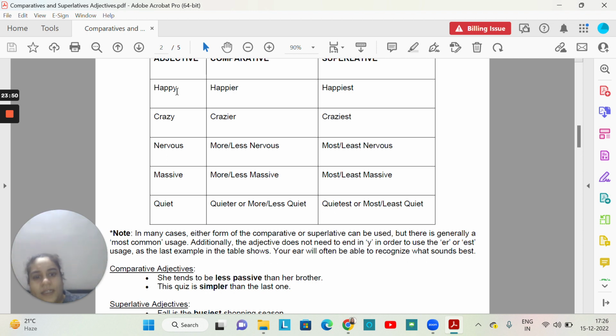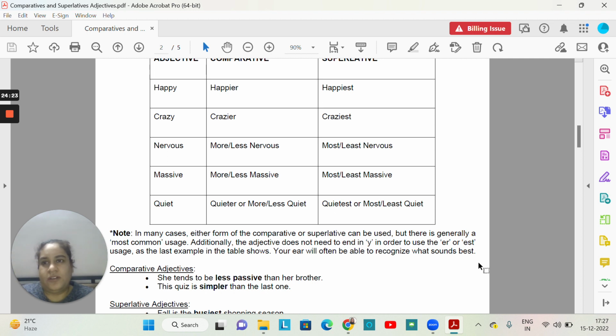Now, normally when it comes to the second syllable, the most common usage is what we use, right? Additionally, the adjective does not need to end in Y in order to use ER or EST. The last example in the table shows that. We use it with Y, obviously, it's a fixed rule. Exceptions are there, like the word quiet. Your ear will often be able to recognize what sounds best. So go with the sound.